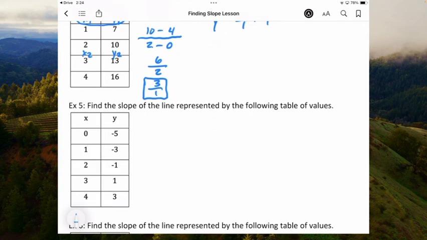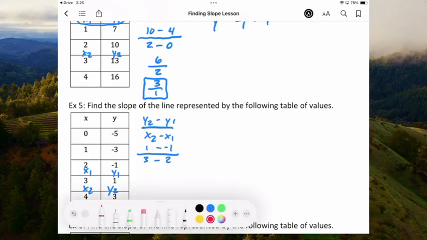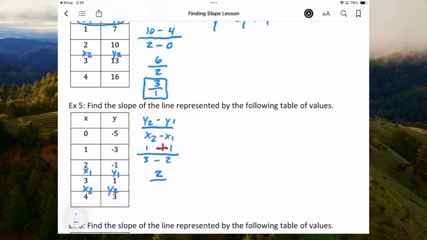Slope here, let's go with this one as x1, y1, x2, y2, y2 minus y1 over x2 minus x1. We've got y2 is 1, y1 is -1, x2 is 3, x1 is 2. Coming out with 1 plus 1 is 2 over 1. That's our slope. Our initial value will be -5. So our equation would be y equals 2 over 1x minus 5.